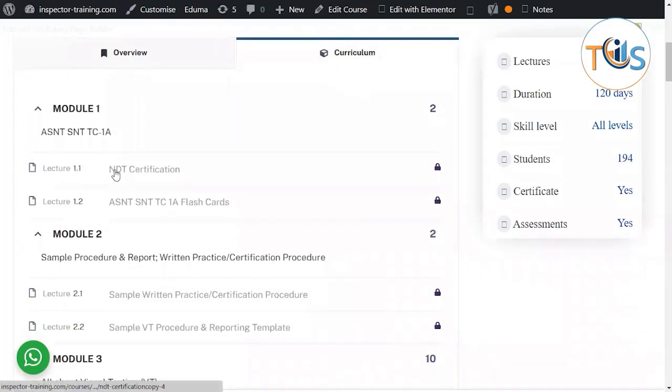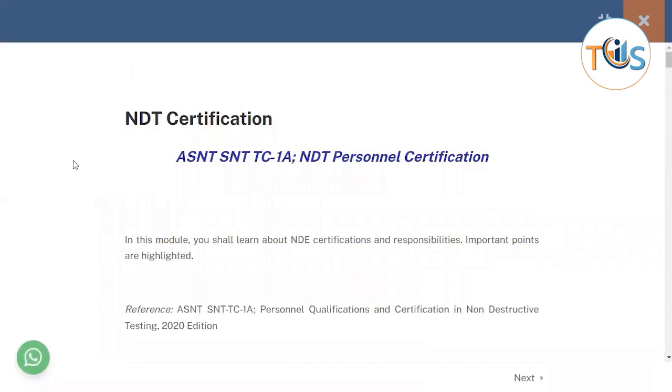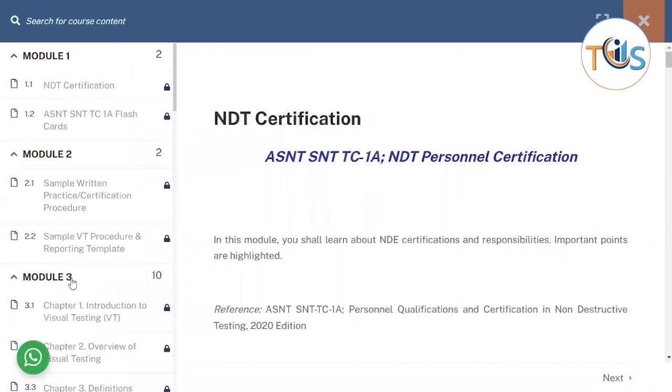Let's see what this course contains. Module 1 will start with NDT certification: what is Level 1, Level 2, Level 3, what's the eye test, the colorblind test, followed by flashcards on NDT and ASNT SNT-TC-1A.